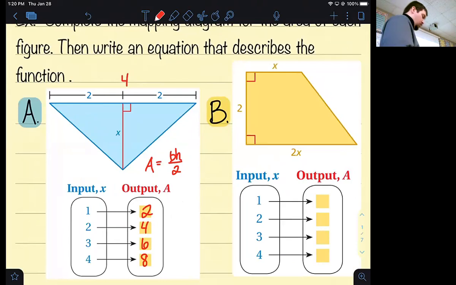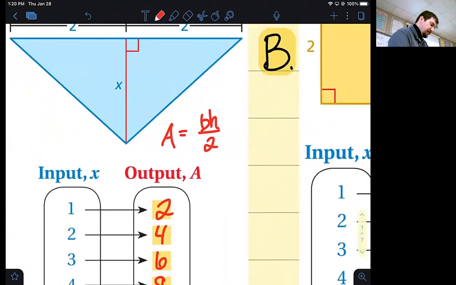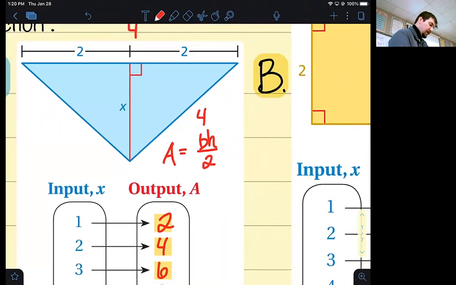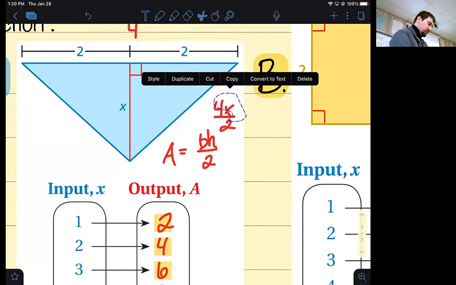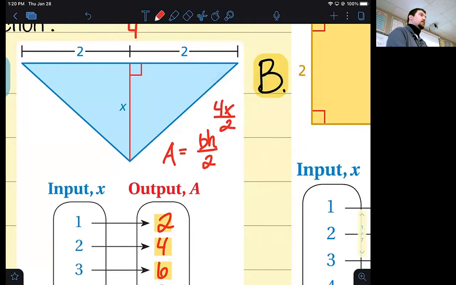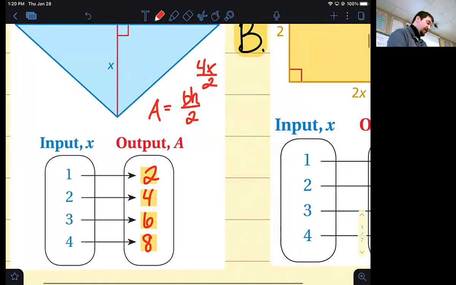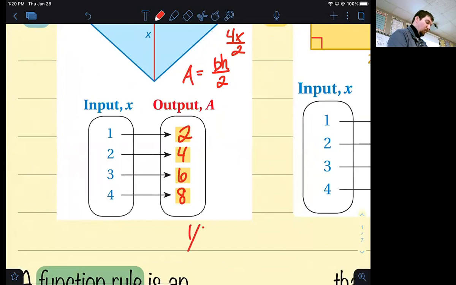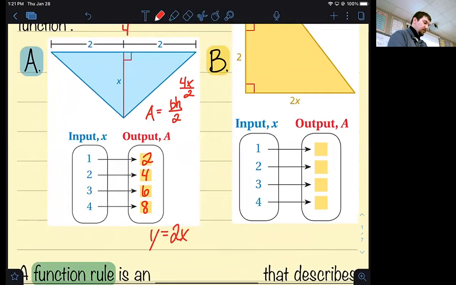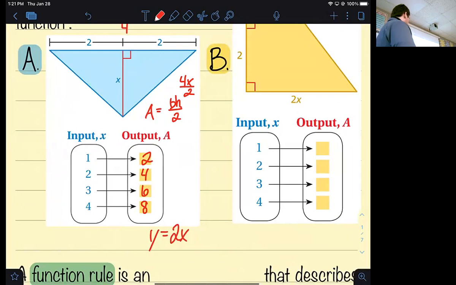All right. Well, let's take this equation and let's modify it so that it's in slope-intercept form. The base was always 4. The height that we were plugging in was x, and we had to divide it by 2. So what's 4 divided by 2? So A or y, if I wrote the equation like y in slope-intercept form, y equals 2x. Capital A equals 2x would be fine as well.